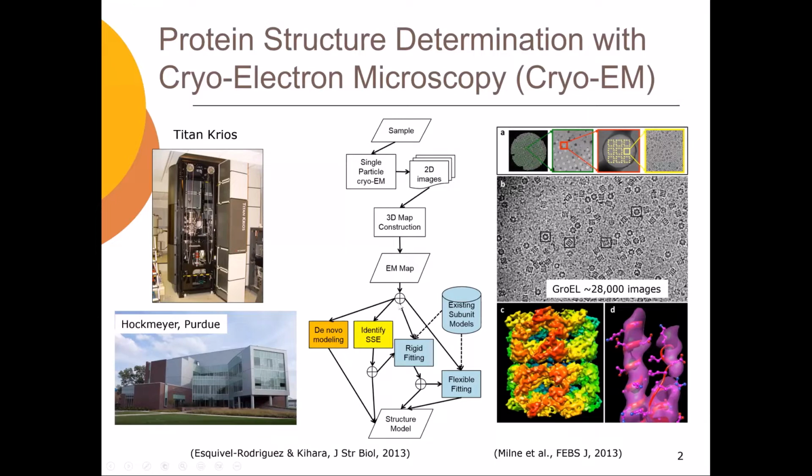There are several methods to model protein structures. Classically, you could identify the secondary structures, or you could do rigid structure fitting, and also de novo modeling. De novo modeling means that you don't use explicit existing protein 3D structures, but build the structure model by looking at the density directly.